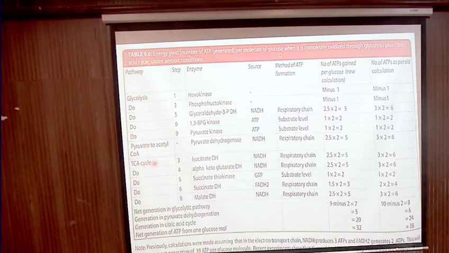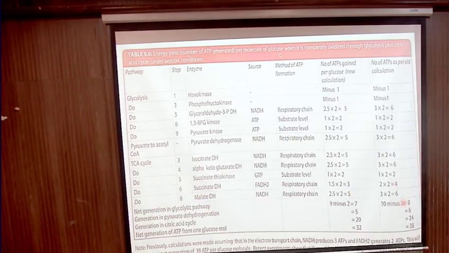Then in TCA cycle you had the 2 dehydrogenases, isocitrate dehydrogenase and alpha ketoglutarate dehydrogenase, both of them producing NADH multiplied into 2. Succinate thiokinase enzyme again produced a substrate level GTP. Succinate dehydrogenase and malate dehydrogenase produced one of them FADH and one of them NADH, which translates to 3 and 5.